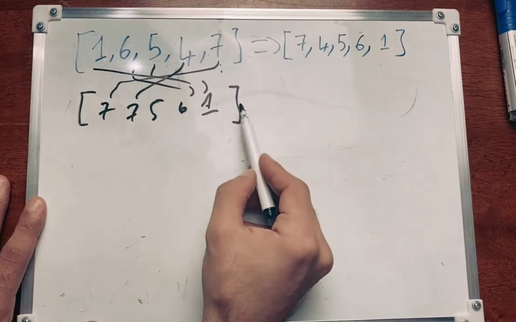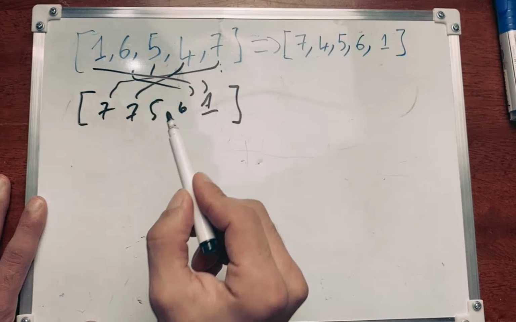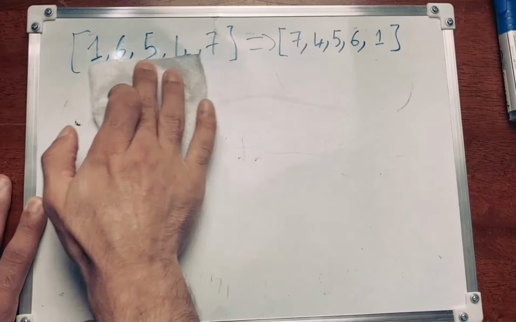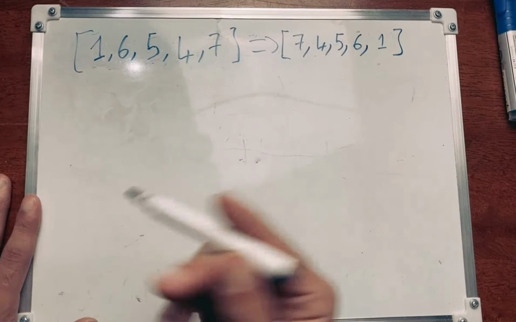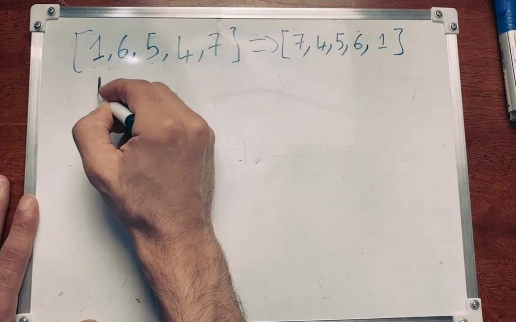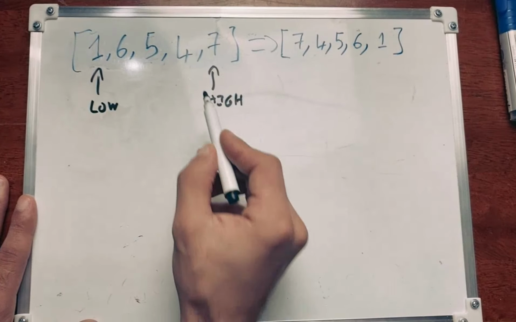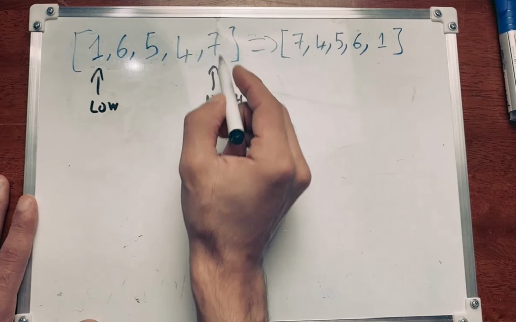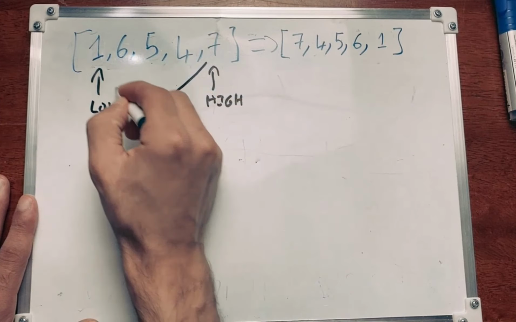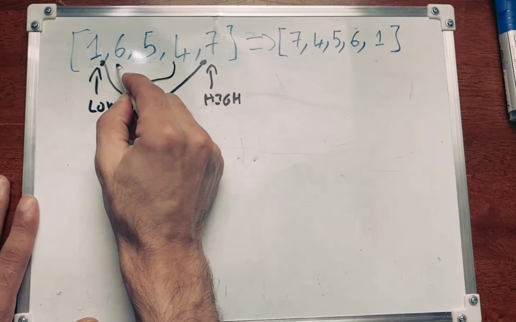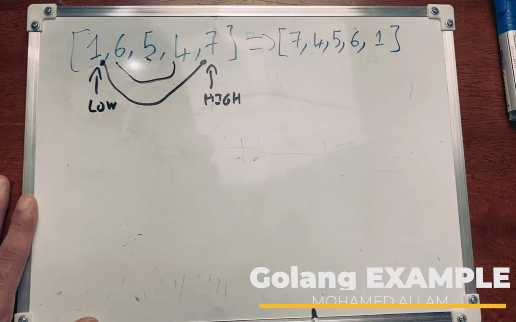But that takes O of n space, right? We are allocating new memory of the same size. So what we can do is do that inline. To do so, we need two pointers, again low and high, and then we need to swap. So this one we swap with this one and the opposite. We do the same here, and we do nothing for this one.